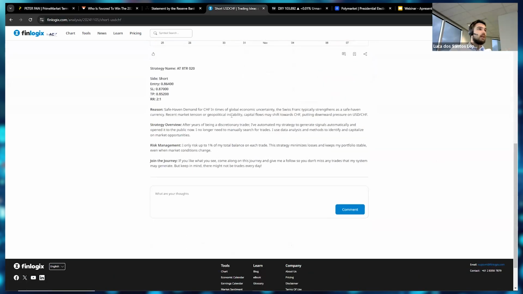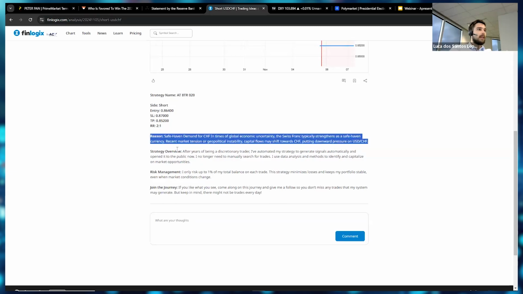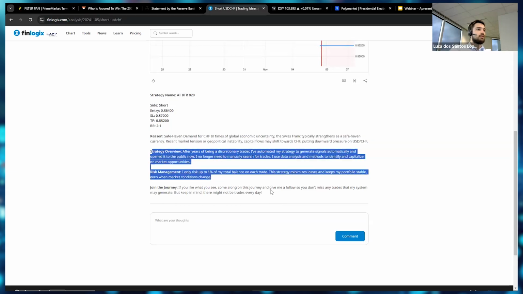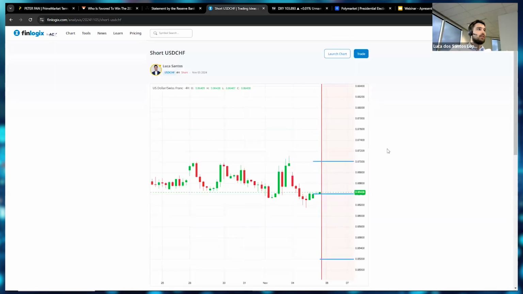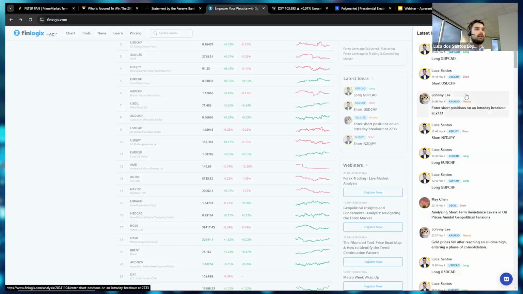But you can see right here the strategy name I've used, the side, the entry, stop loss, take profit, the risk reward this trade is giving to us, the reason why, and then some strategy overview, risk management, and then just join the journey with me. So really, really nice. You can come here any day of the week, and this will be here.